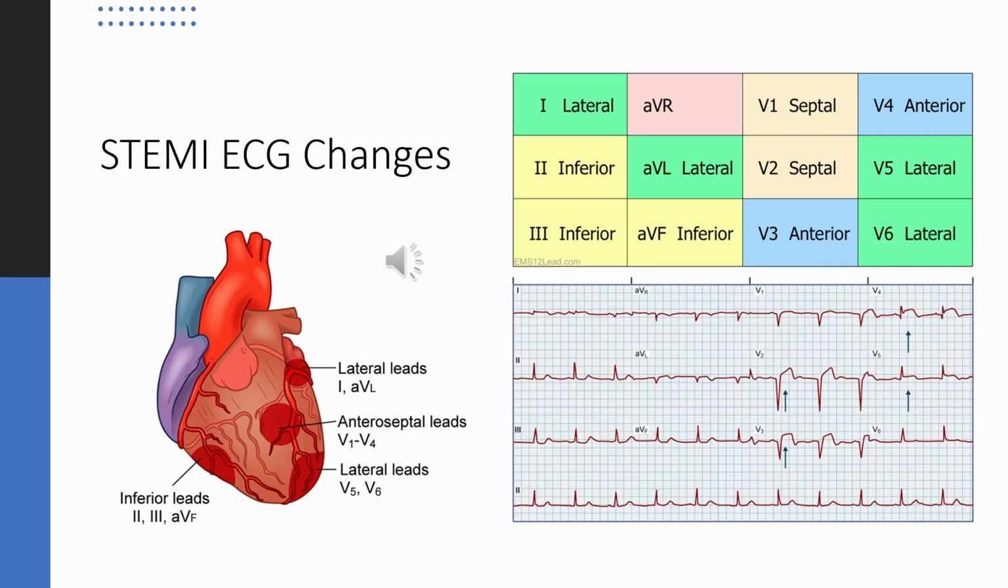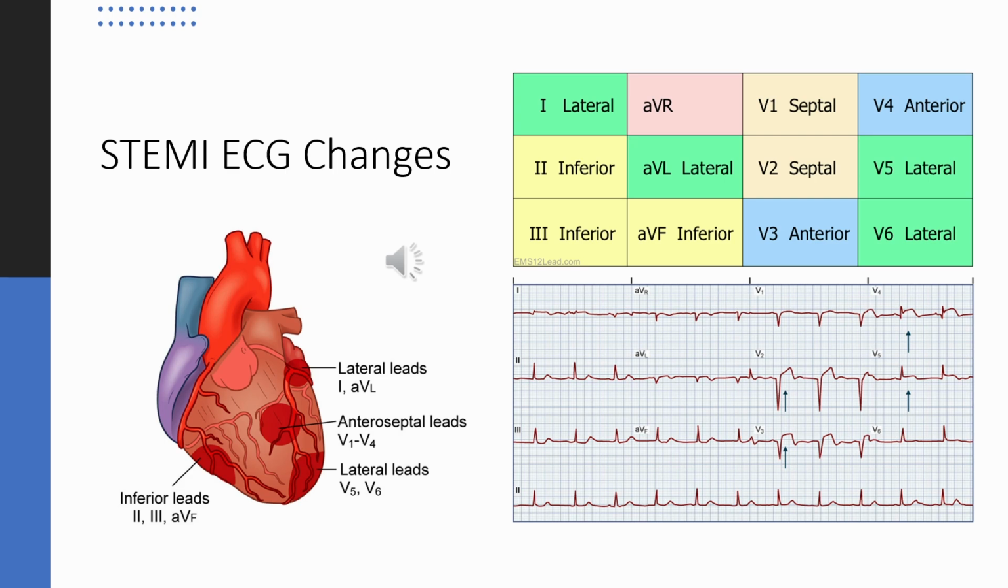So let's talk about some of the special considerations here. So a right ventricular infarction. If an inferior wall MI is suspected, then a right-sided ECG needs to be performed. And we do this by placing the V leads on the right side of the chest instead of on the left. This helps to determine if the right ventricle is affected, which requires very different management.